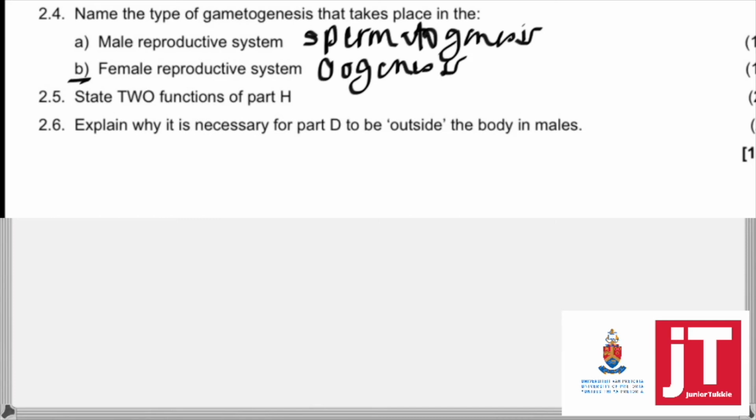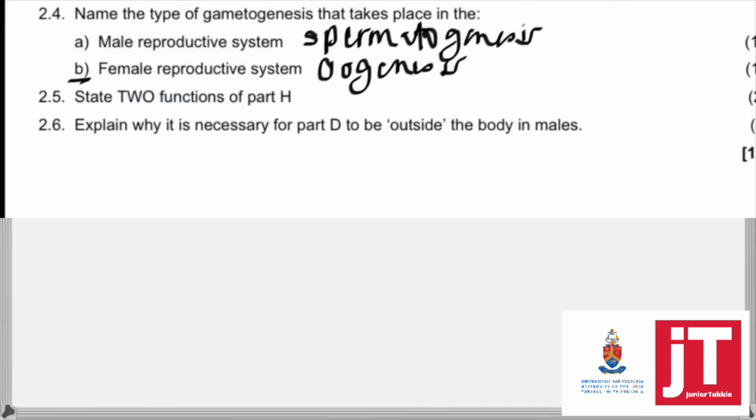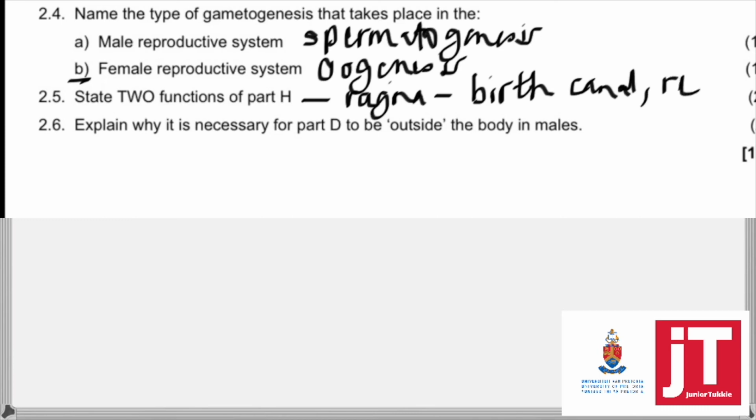And then they want us to talk about 2 functions of part H. So H, we know, is the vagina. So 2 functions of the vagina. So we can just say birth canal, and that explains everything. And the other one you can say receives the penis during copulation.